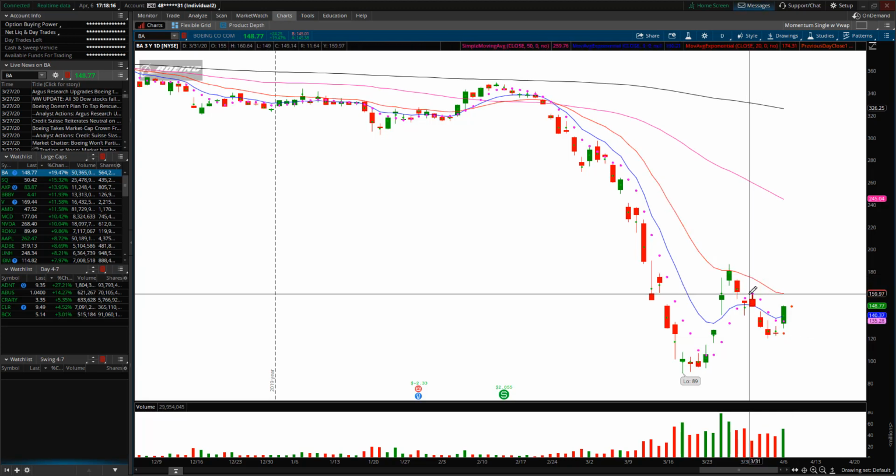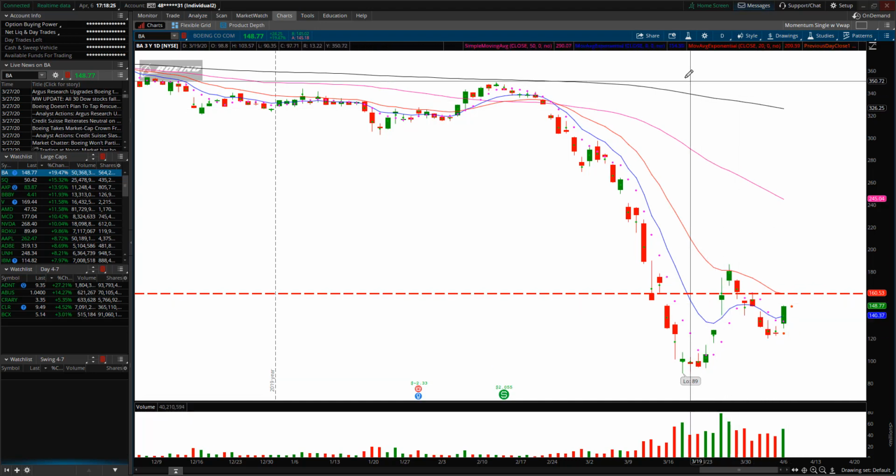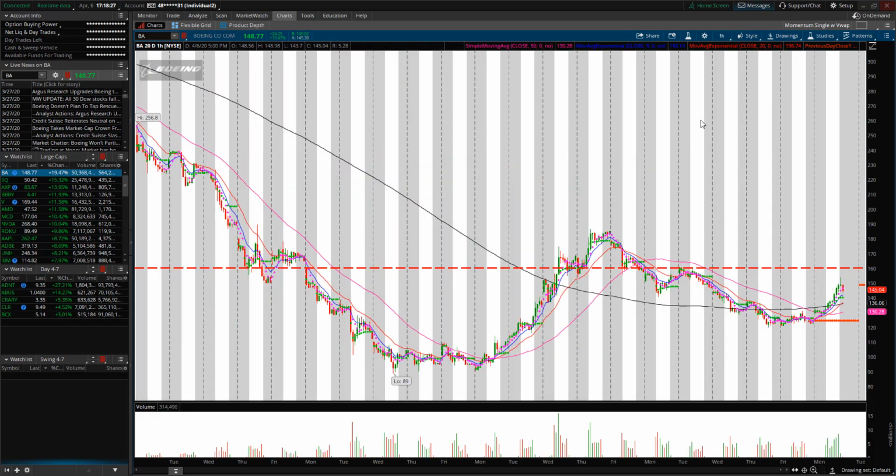So I actually might go long Boeing, potentially. You can see Boeing has some resistance right around that 160, the 20 EMA, right? Let's go to the hourly.